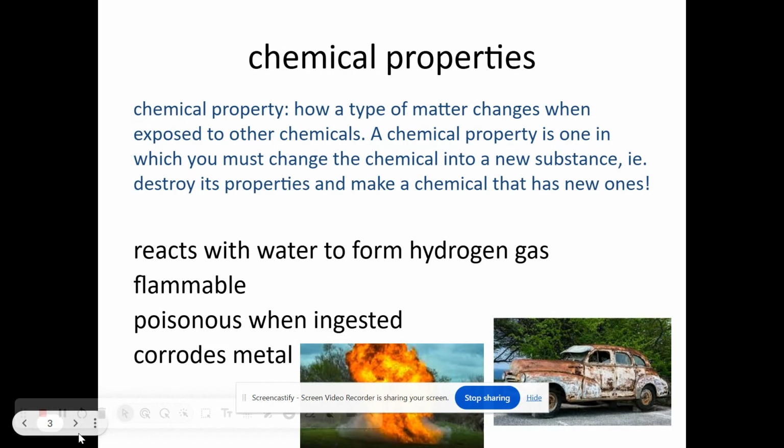Whether something is poisonous, you really can't test for that unless you actually eat it and see if it makes you sick. So those are 4 examples of chemical properties. Reacts with water to form hydrogen gas. Flammable, poisonous when ingested, corrodes metal. Those are all examples of chemical properties.